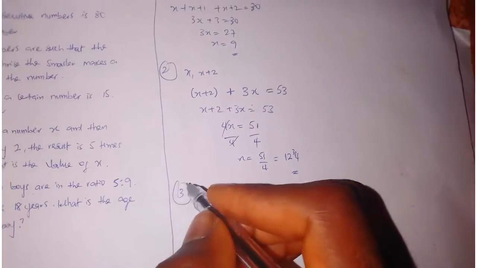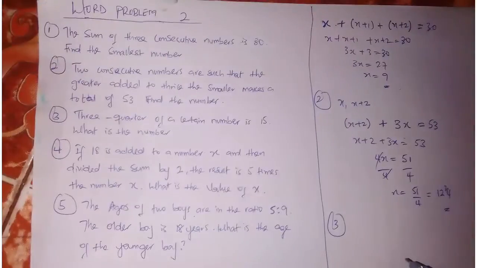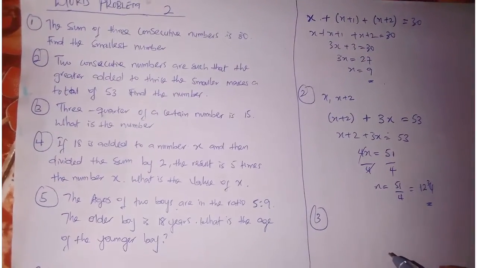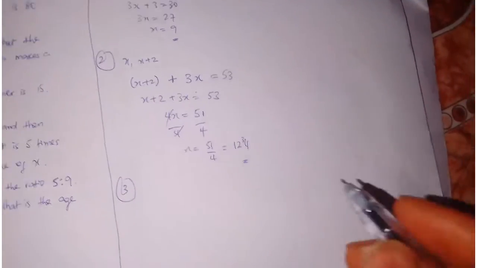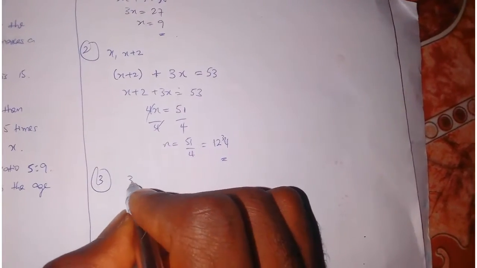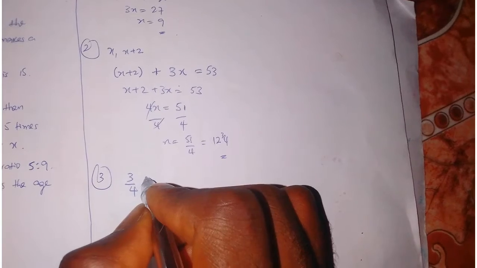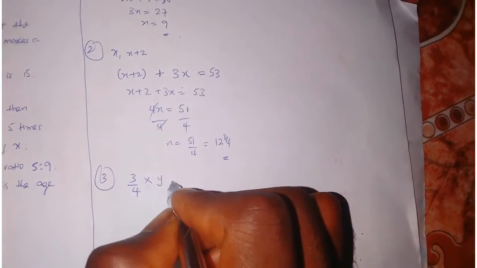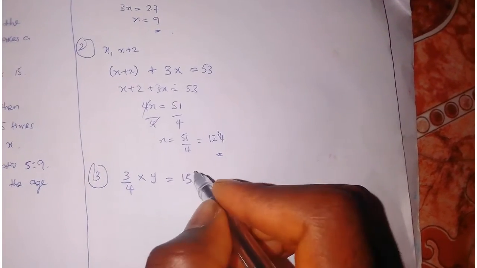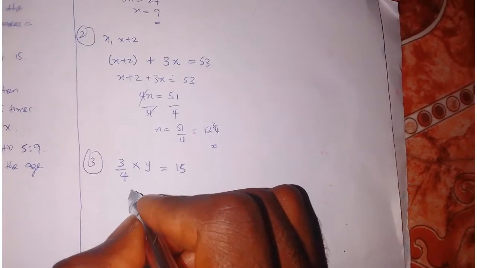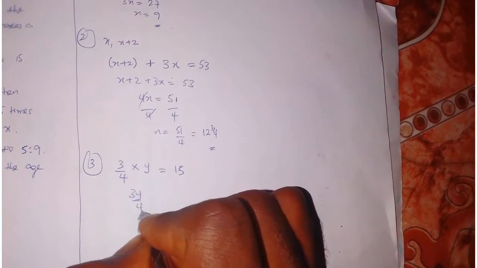Number 3. 3/4 of a certain number is 15. What is the number? This is relatively very simple. 3/4 means 3 over 4 of a certain number. That's times a certain number, say y, is 15. That means equals 15. Find the number. So I have 3y over 4 equals 15 over 1.